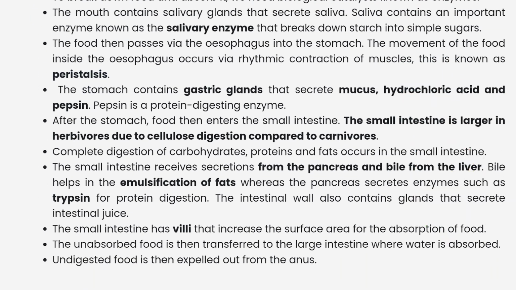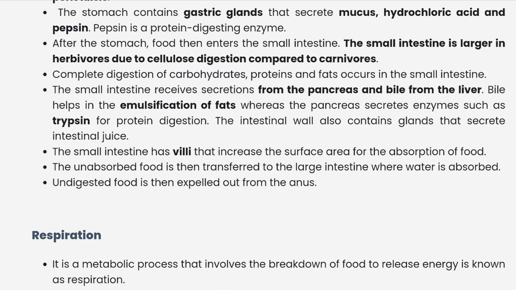The stomach contains gastric glands that secrete mucus, hydrochloric acid and pepsin. Pepsin is a protein digesting enzyme. After the stomach, food then enters the small intestine. The small intestine is larger in herbivores due to cellulose digestion compared to carnivores. Complete digestion of carbohydrates, proteins and fats occurs in the small intestine.